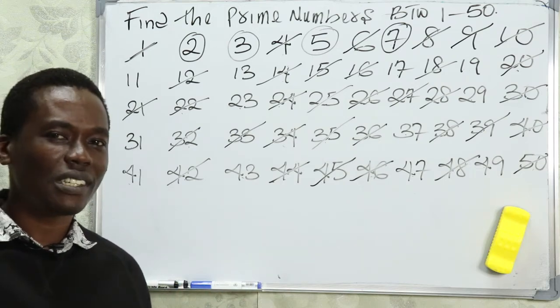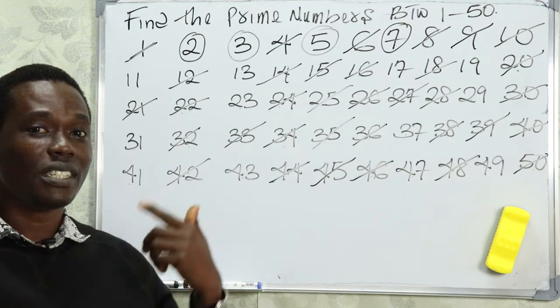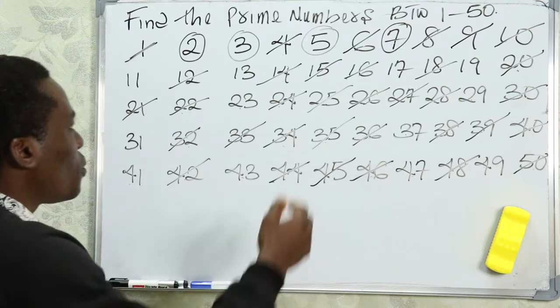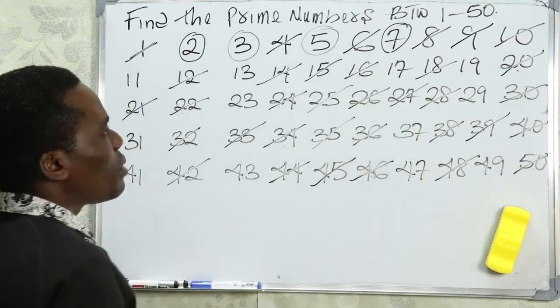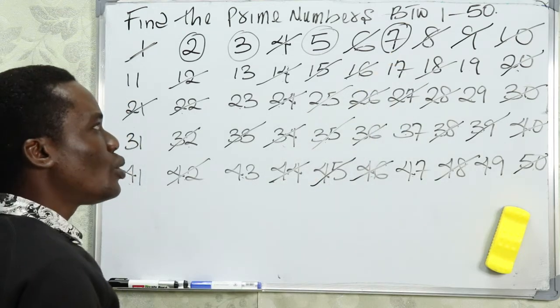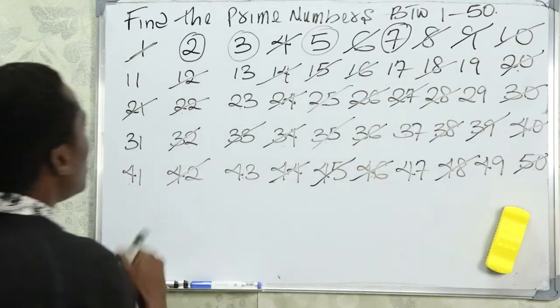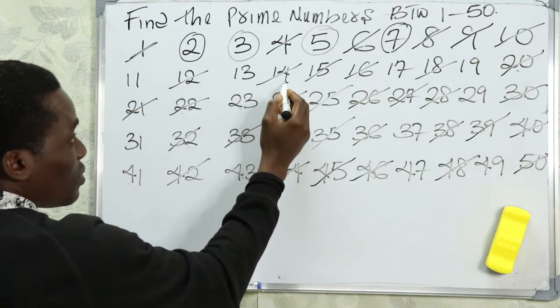7 times 1 is 7. 7 times 2 is 14. 7 times 3 is 21. On and on we go. So we have 7. 7 times 2 is what? 14. So we have 1, 2, 3, 4, 5, 6, 7, right?